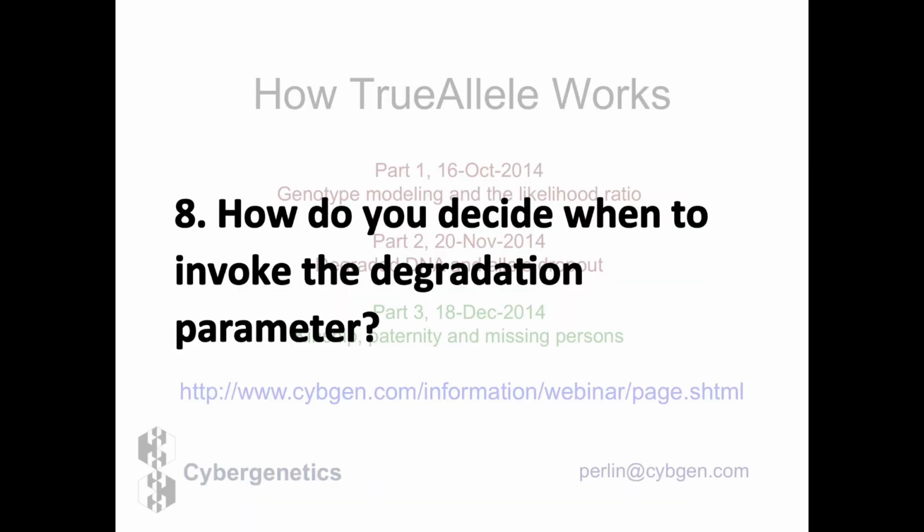The next question is, how do you decide when to invoke the degradation parameter? That is, when do you turn it on? We know it doesn't make that much of a difference, so we often don't bother with it. But if we look at the data and we see that the peak heights seem to be changing in proportions and different patterns, we'll turn it on. If we're running the computer for a long period of time anyway, maybe 100,000 cycles, then there's no harm in turning it on. It's just doing more modeling. So we tend to do it when the data indicates that we should, based on the patterns or how complex the mixture is.